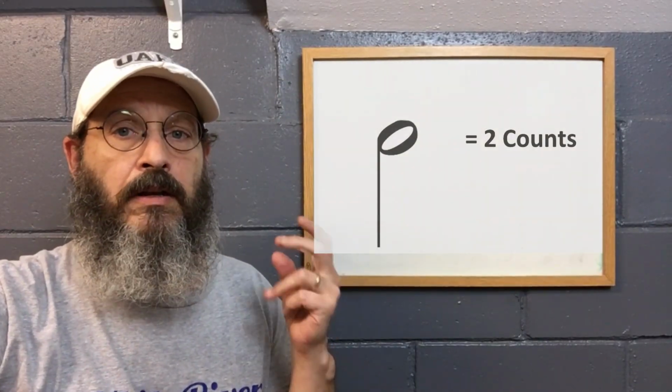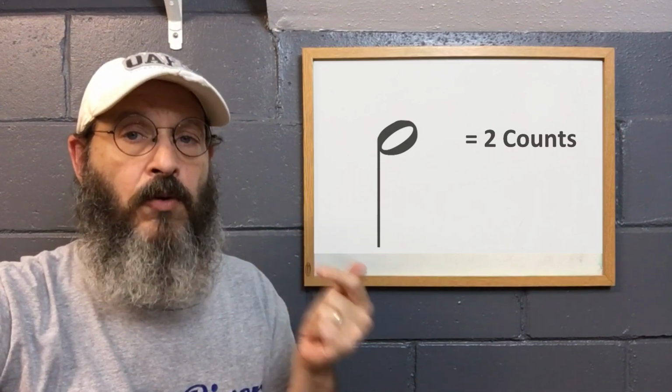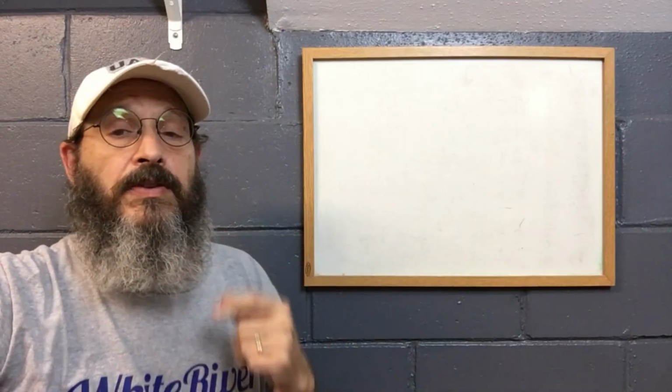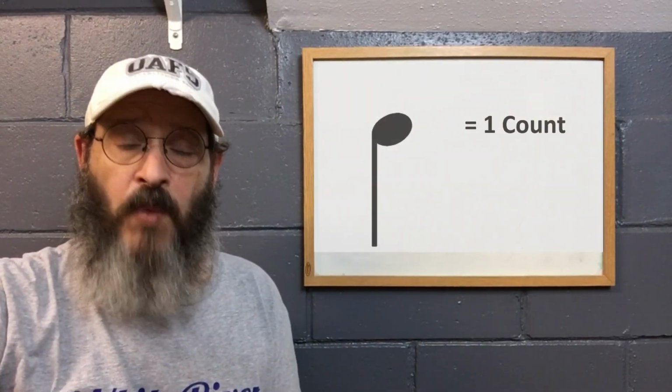right? 1, 2, 3, 4. So in other words, two half notes occupy the same space as one whole note. Now, surely you can guess the next note value, right? So the quarter note equals 1 count.